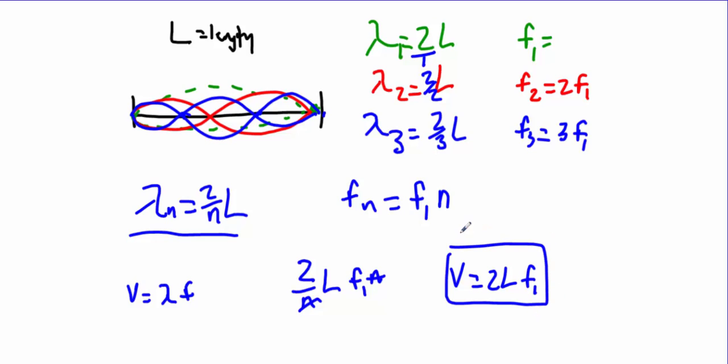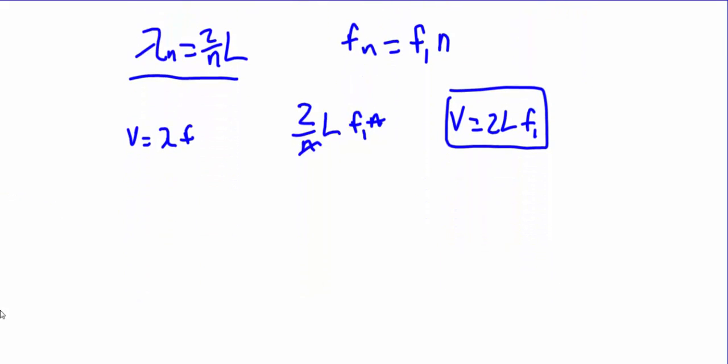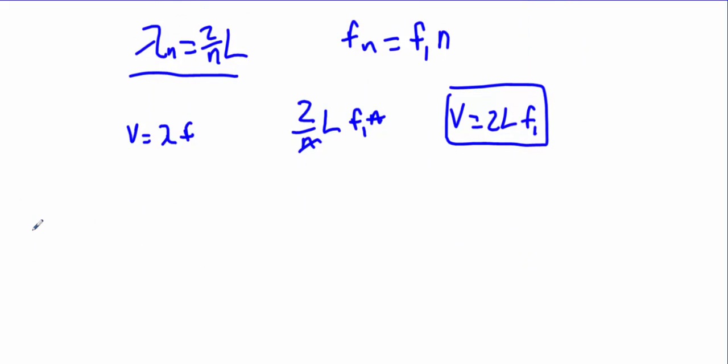So you can calculate the speed of a wave based on the length of the string and the frequency of the fundamental. Now, there are some other things that are going on in here. This is the speed of the wave if I know the wavelength and the fundamental frequency, but what actually determines the speed of a wave? Well, remember, the speed of a wave is determined only by the medium.